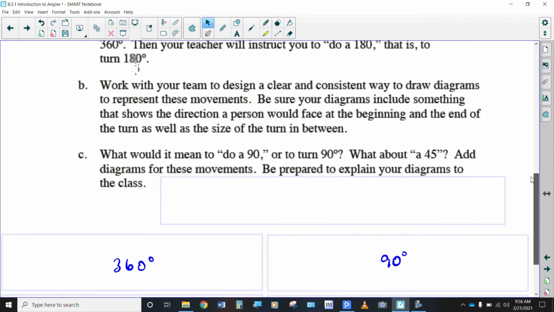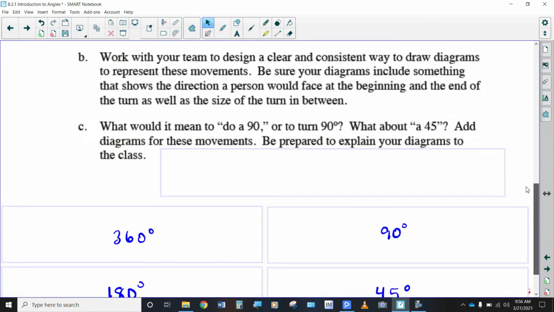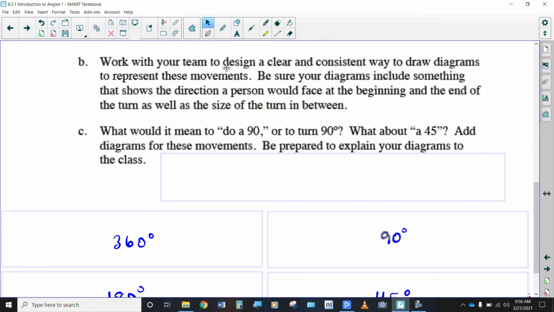And so what I would like for you to do is, what's it say here? It says, work with your team to design a clear and consistent way to draw diagrams to represent these movements. Be sure your diagrams include something that shows the direction a person would face at the beginning and at the end of the turn, as well as the size of the turn in between.